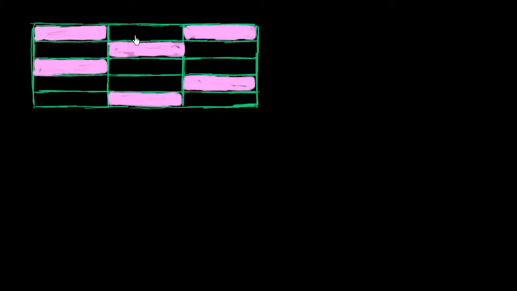You could also count it. 1, 2, 3, 4, 5, 6, 7, 8, 9, 10, 11, 12, 13, 14, 15. So there are 15 equal sections here.